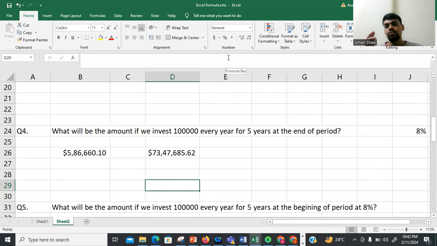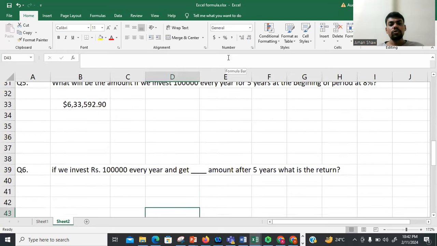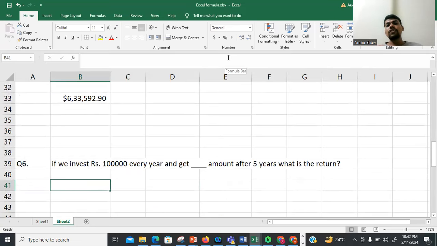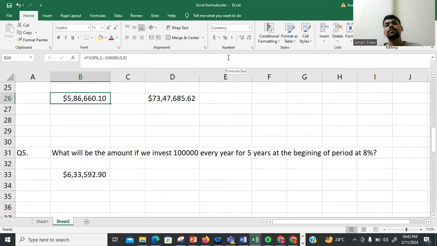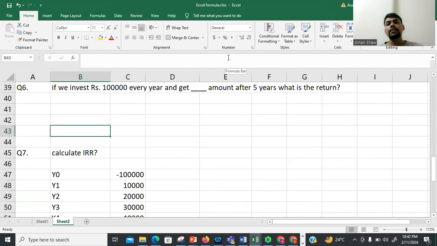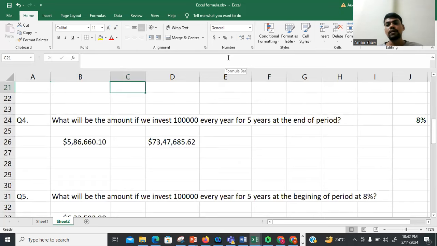So future value, present value, PMT. I hope you understood where to use the PMT formula for calculating SIP and EMI and future value and present value. Now, one more important question is, if we invest 1 lakh rupees every year and get a certain amount after 5 years, what is the return? So in this case, instead of the blank amount, suppose we get 586,660.10 after 5 years. Here we know that the rate was 8%. So let us calculate the rate.